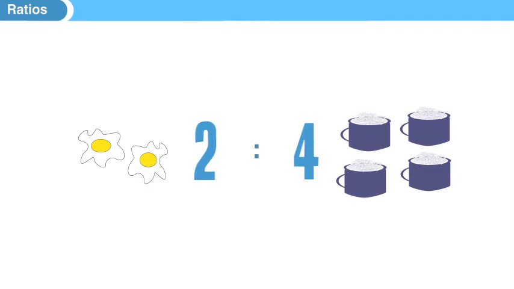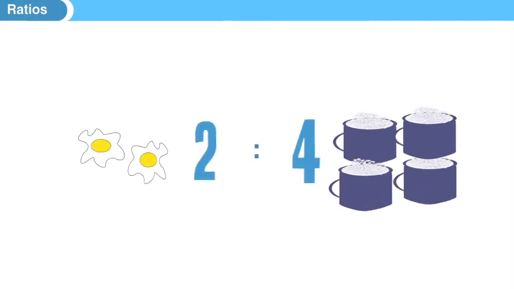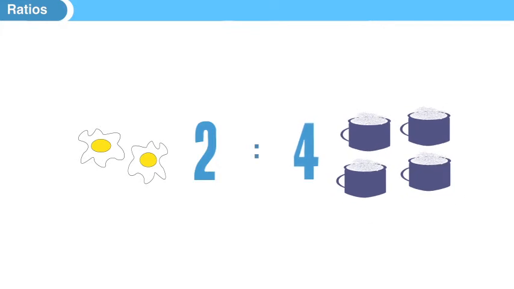Well, if you think about it, it's a part-to-part comparison. We're not comparing the number of eggs to the total number of ingredients. We're comparing the number of eggs to the number of cups of rice. So it's a part-to-part comparison.